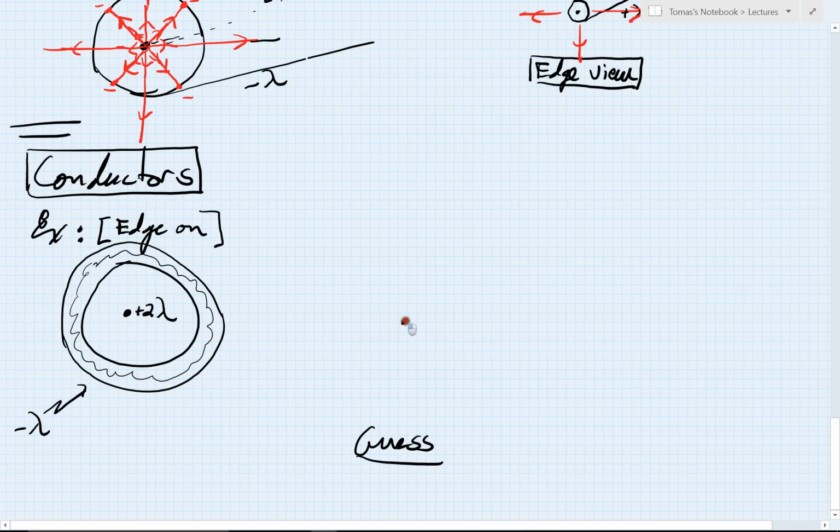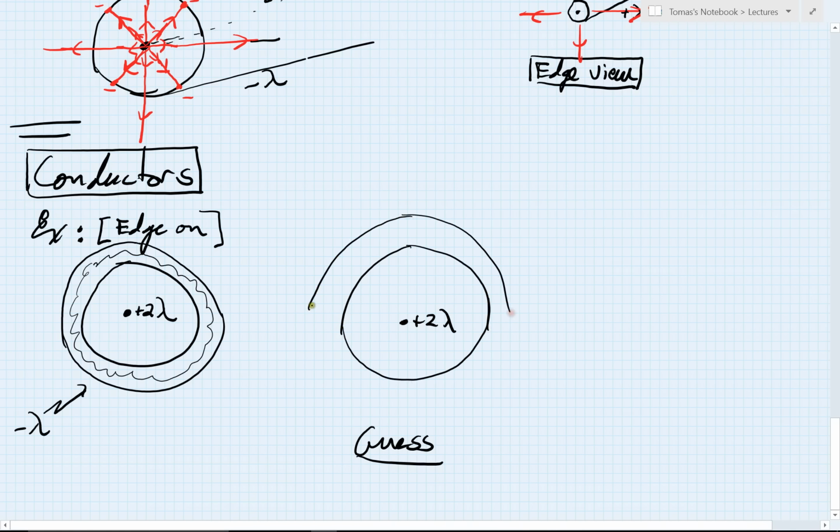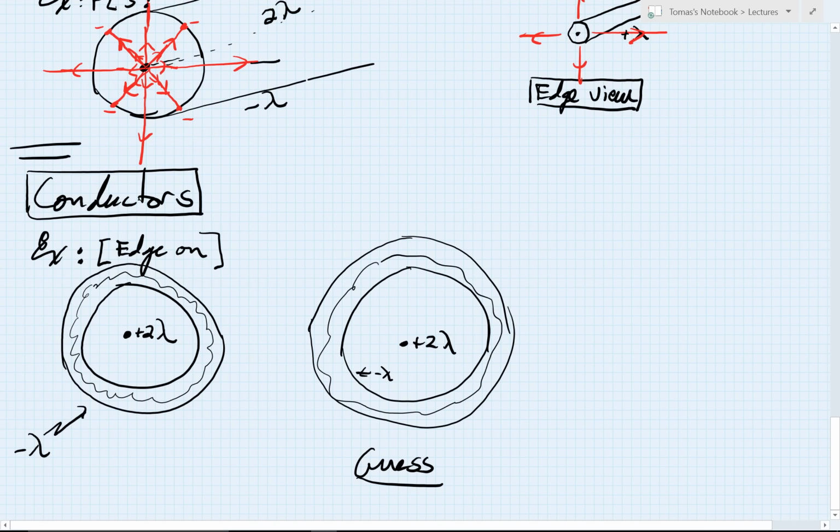And that would be then where I've got plus 2 lambda in the center. I have the shell that I'm trying to draw here, right? Looks something like this. That's the inner surface. Here's my outer surface. Apologies for the diagram not being perfect. And I'm thinking, okay, I'm likely going to have charge minus lambda distributed on that inner surface of my conductor, something like so. And now this is a situation for which we have sketched the field lines before.